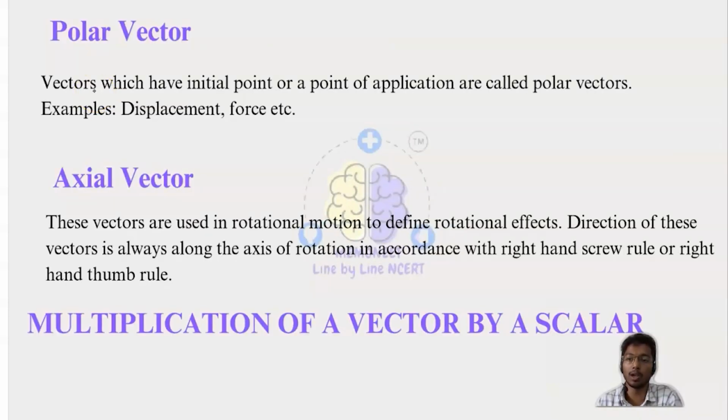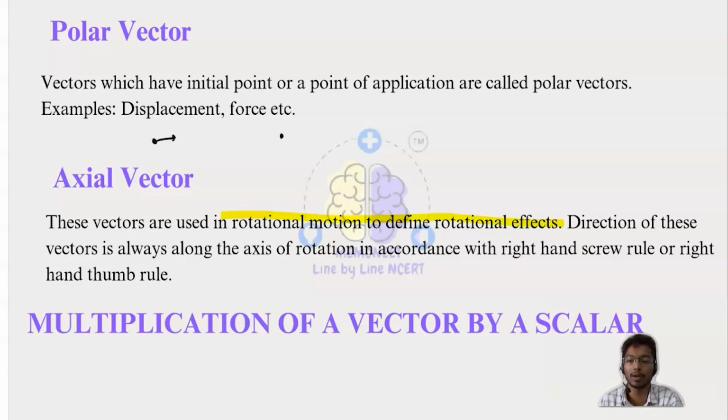Polar vectors: the vectors which have an initial point or a point of application are called polar vectors. When we talk about displacement, it must have an initial point, because we are traveling from one point to another point. So these are known as polar vectors. And axial vectors: the vectors which are used in rotational motion to define rotational effects. So these are the axial vectors.